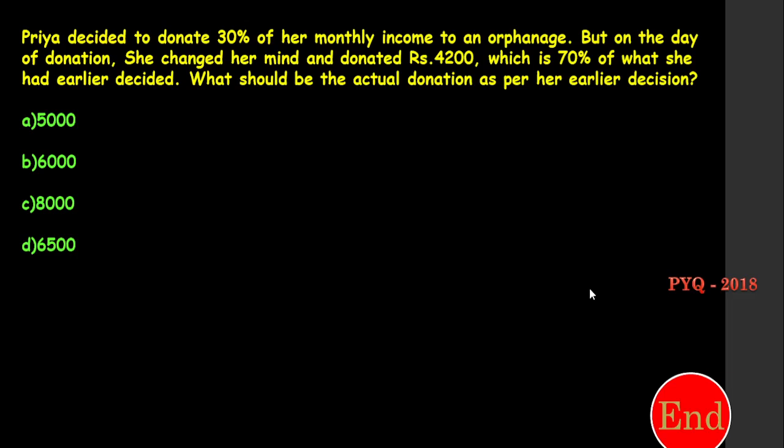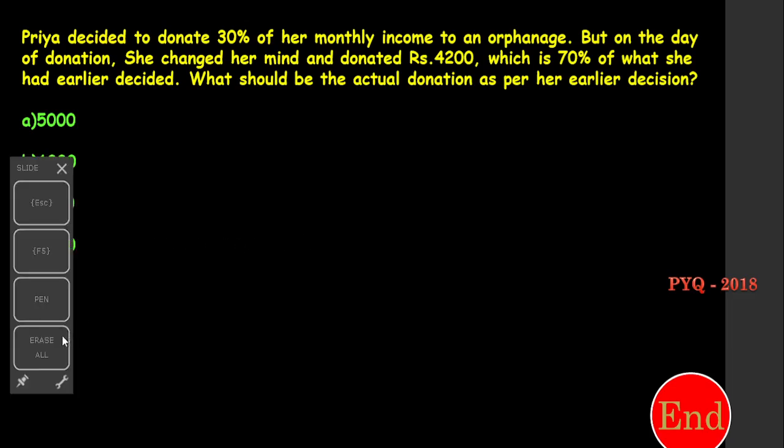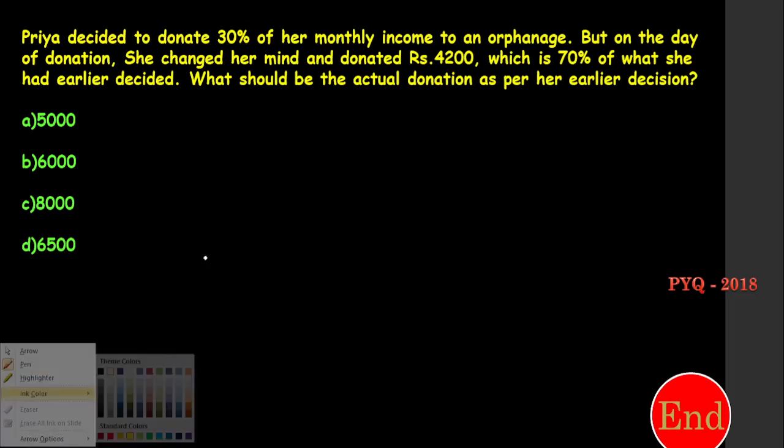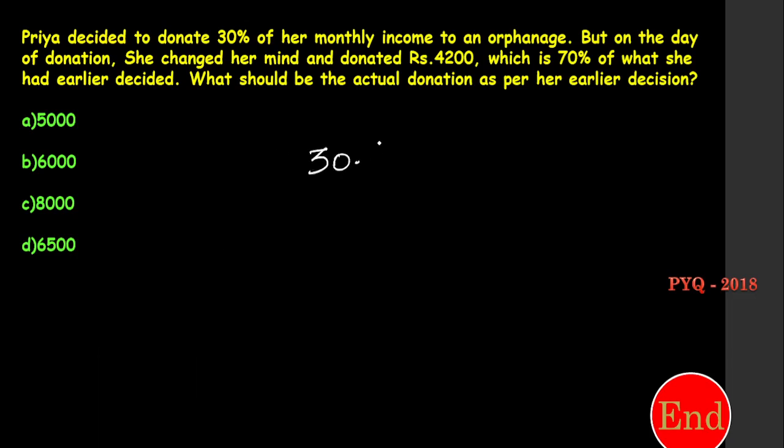Yes, in this question, Priya decided to donate 30% of her monthly income to an orphanage, but on the day of donation, she changed her mind and donated rupees 4,200. Okay, look at this, guys. Initially, Priya decided to donate 30% of her monthly income. That means 30% of her income. Income is not given in this question, so I will take X. But later she donated 4,200 rupees.